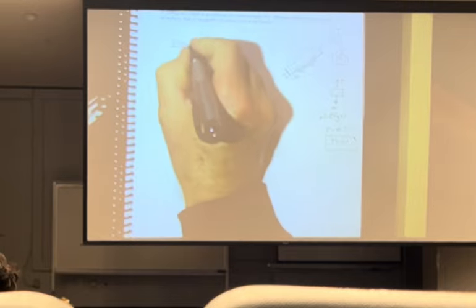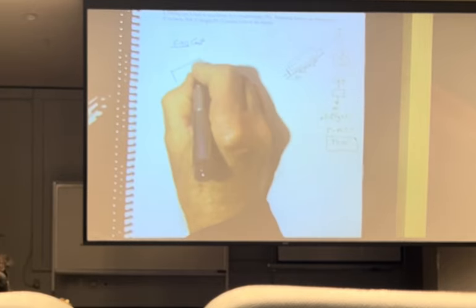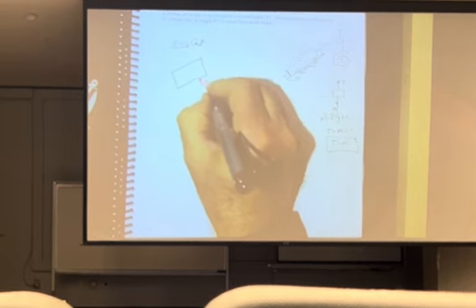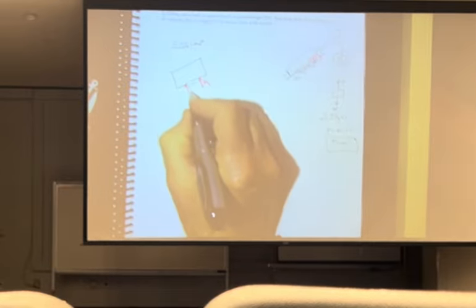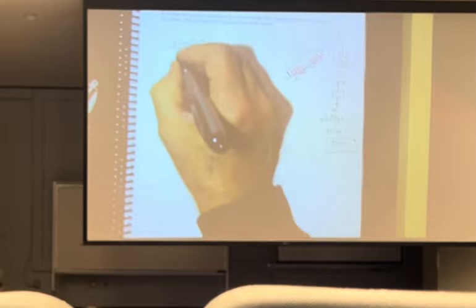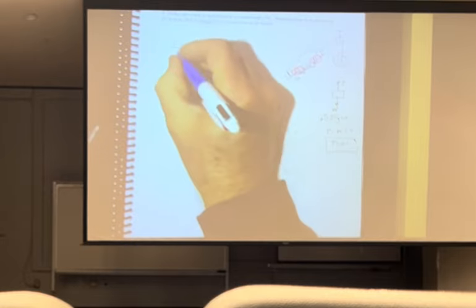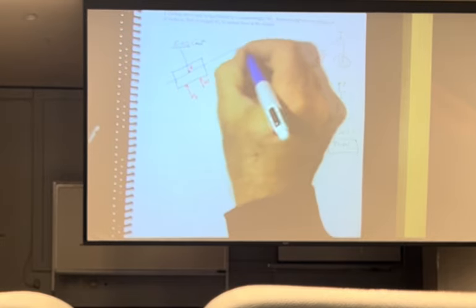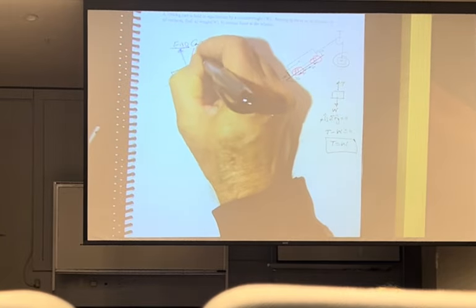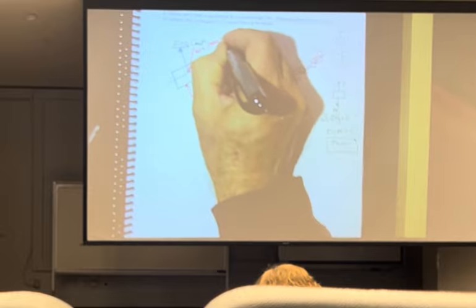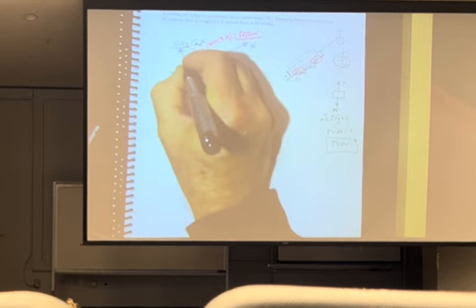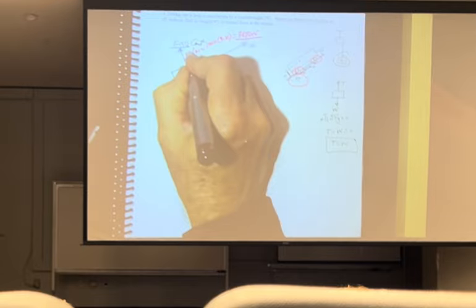Free body diagram of the cart. I'm going to have an N1 from the roller, an N2 from the roller, and G here, and I'm going to put my coordinate system X, Y. I'm going to put in my weight downward, straight down. That's 1,000 times 9.81, which is 9,810 newtons. This angle is the angle of the incline, 30 degrees.